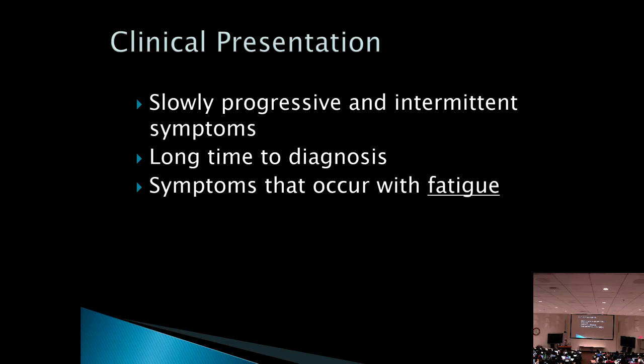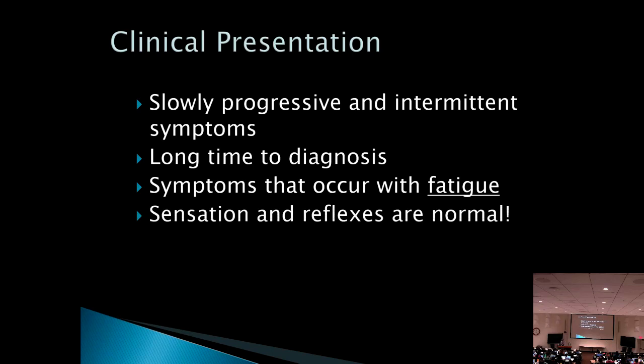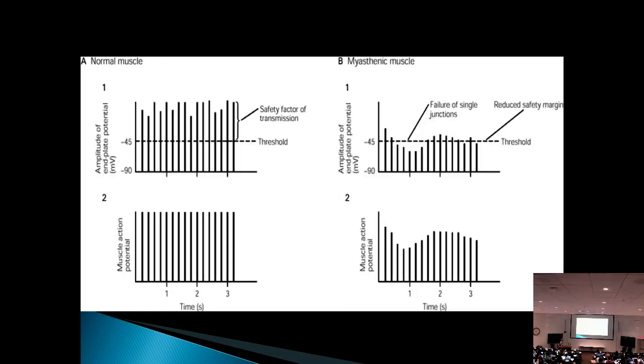I saw a lady years ago who was a deep sea diver, and after a really strenuous deep sea dive, that's when she'd have her double vision. So again, this is not a lower motor neuron or an upper motor neuron problem, and it doesn't affect sensory nerves, so all of that is normal in patients with myasthenia.